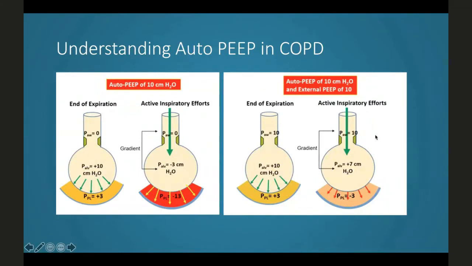Fine. And when the inspiratory effort starts, say pleural pressure of -3, this alveolar pressure drops by 3. From 10 it becomes 7. Now there is a gradient. From 10 to 7 there is a gradient, and inspiratory flow will happen with much minimal work of breathing. That is the advantage you are giving by applying the external PEEP.